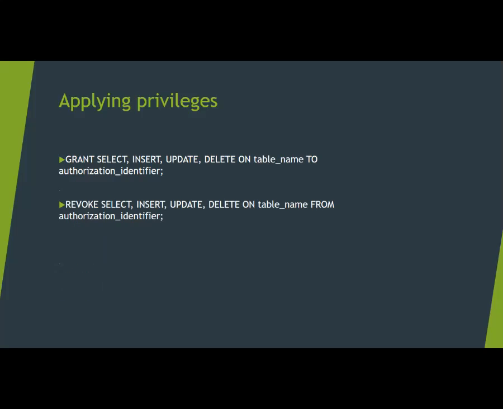So applying privileges to the system, you have grant and revoke as your 2 statements for applying privileges. They are the keywords grant, revoke, followed by the list of permissions. In the top rows, granting select, insert, update, and delete. So the 4 common ones for a customer to use on a particular table. So keyword on, the table name, and a keyword to, followed by the role name that you created.